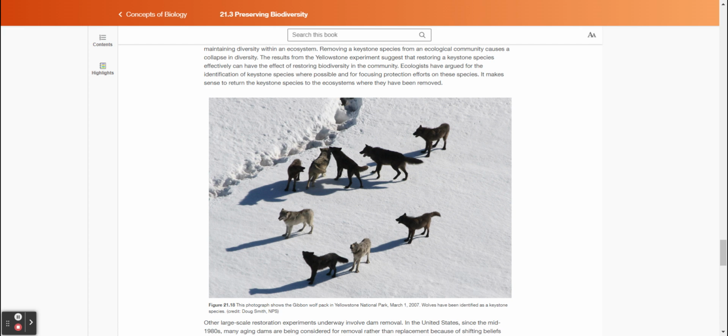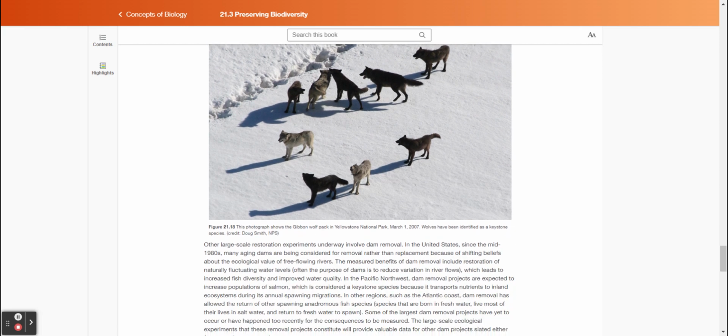Figure 21.18. This photograph shows the Gibbon wolf pack in Yellowstone National Park, March 1st, 2007. Wolves have been identified as a keystone species.